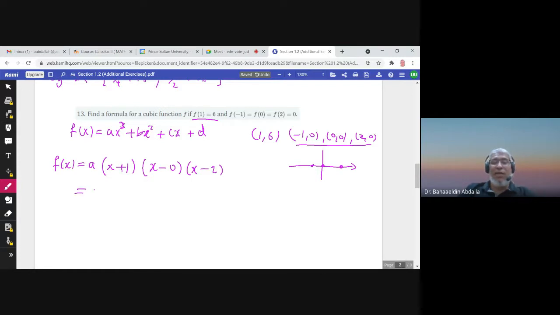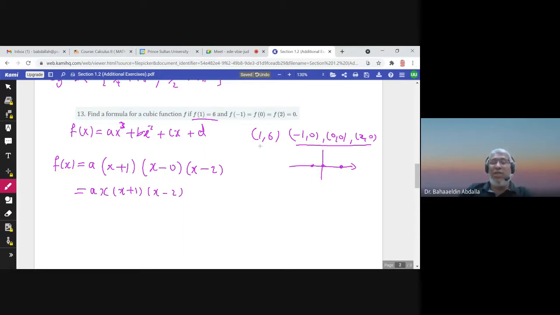I can write it a. We don't have to write x minus 0. I can take x here and then times x plus 1 and x minus 2, and it remains to determine the value of a. Well, I can use this point to determine the value of a.